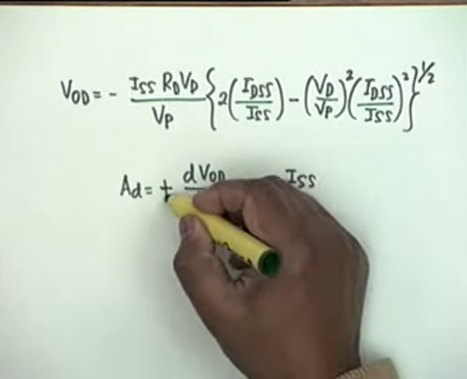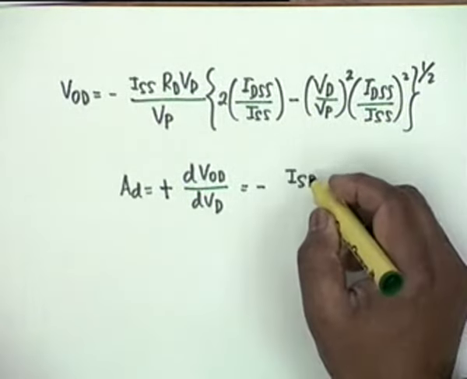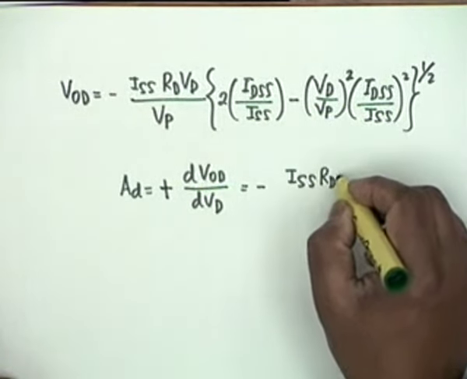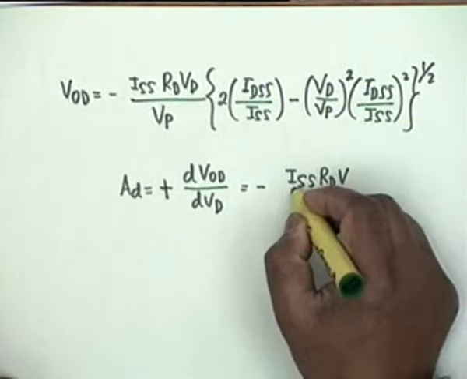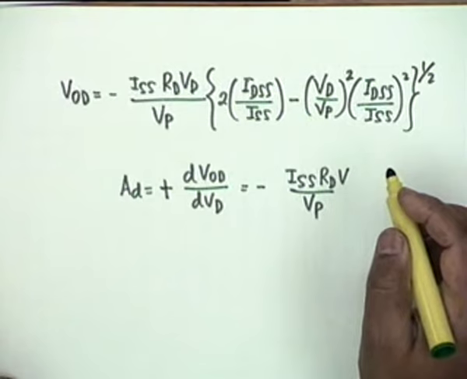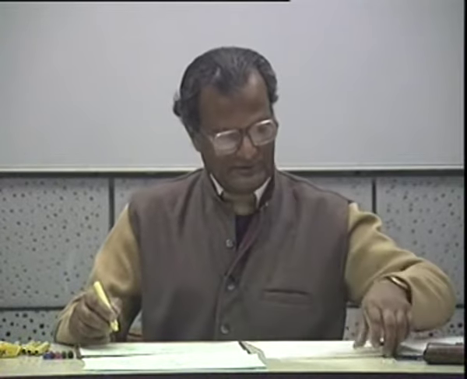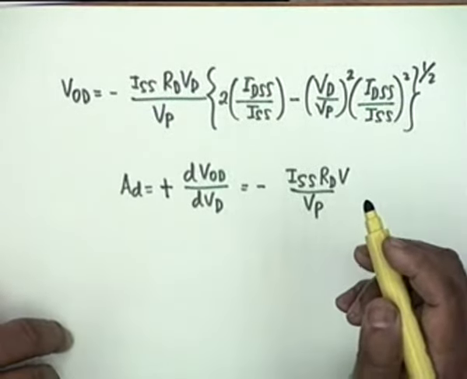What's the... Oh, I beg your pardon. AD is this. Okay. Right. This is minus ISS RD, divided by VP. There is a minus. There would be a minus. Okay. Where have I made a mistake? No, I have not made a mistake, except this one, which I have corrected duly.